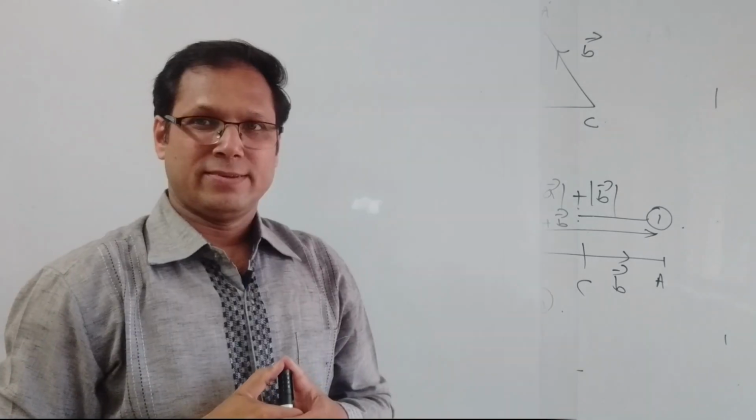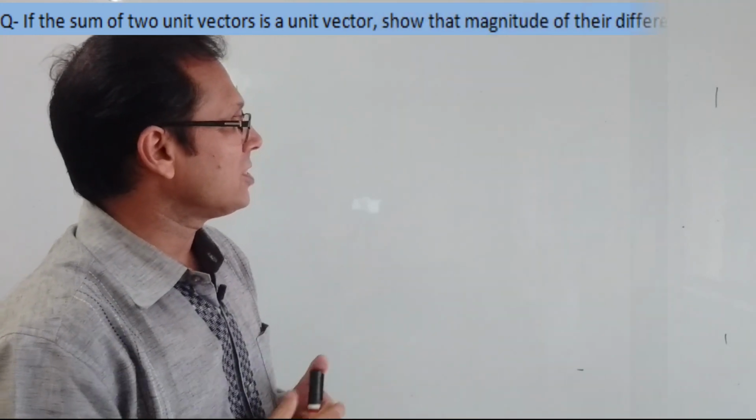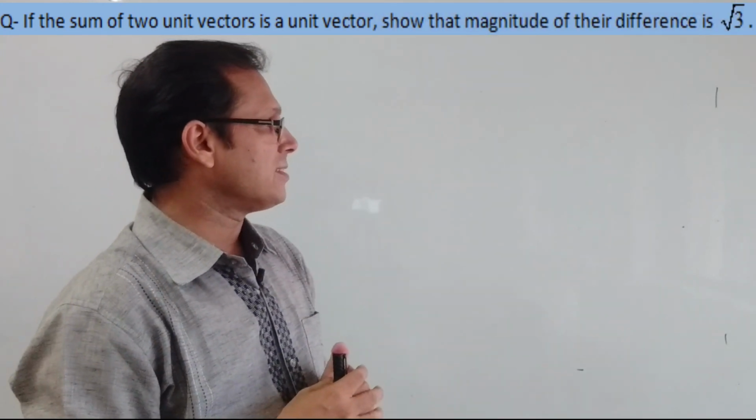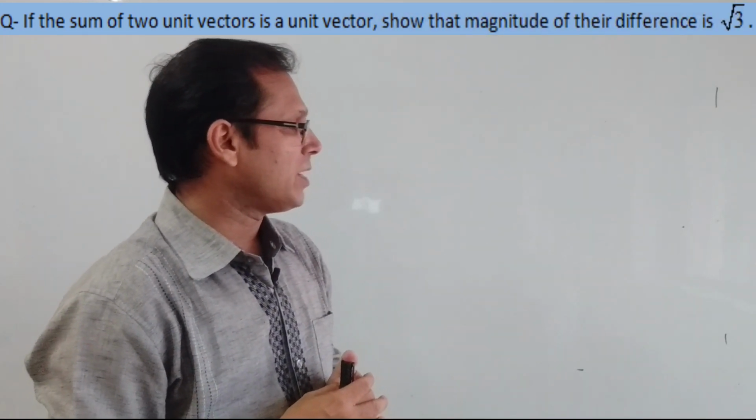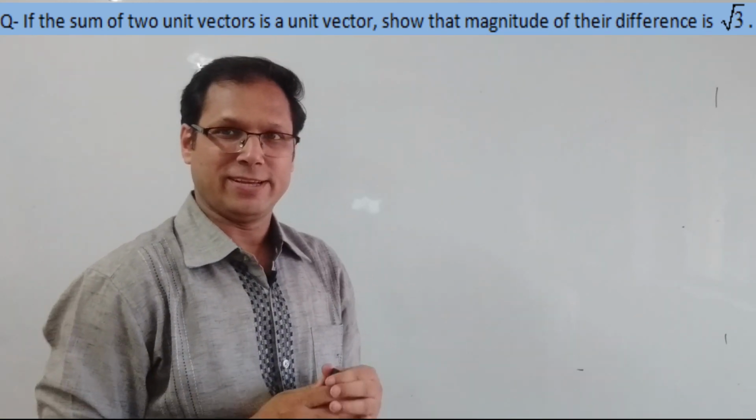Now I'll take a very important question for your board examination. You read the question. If the sum of two unit vectors is a unit vector, then prove that the magnitude of their difference is equal to root 3.